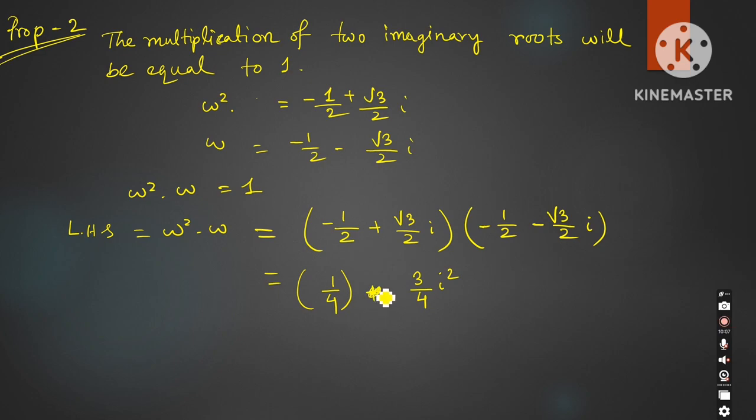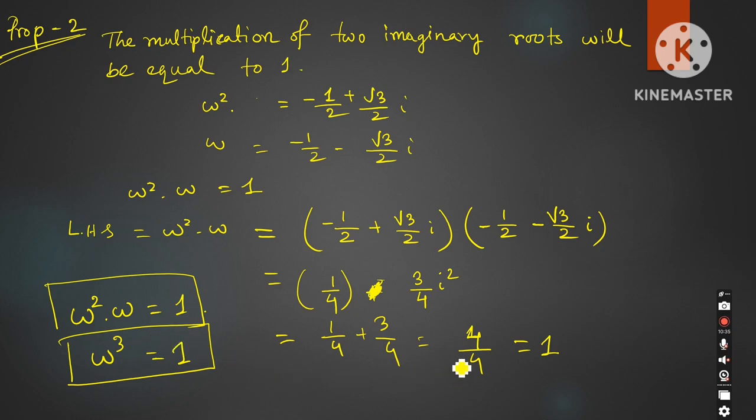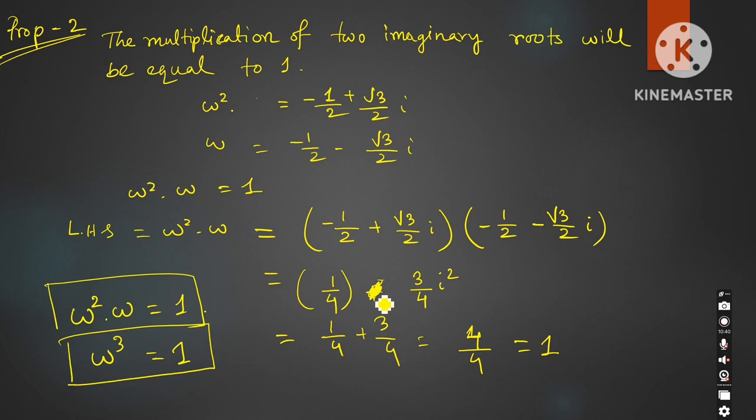So this property states that the multiplication of two imaginary roots will be equal to 1. So therefore omega square into omega equals 1, or we can say omega cube equals 1. This is an important property which all of you must remember. These two properties: either omega cube equals 1 or omega square into omega equals 1. And let us go to property number 3.